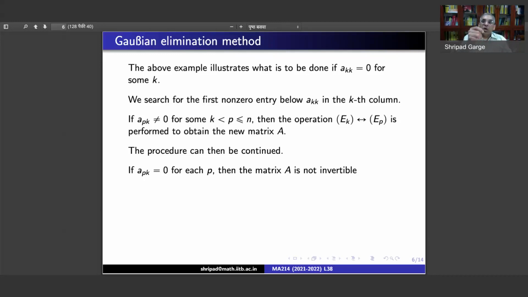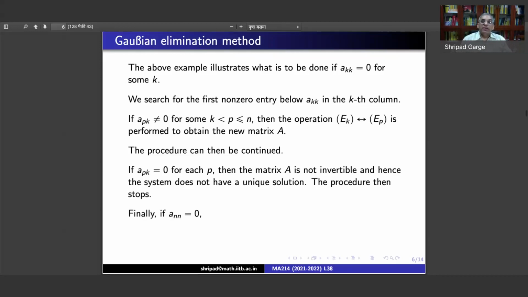If your kth column also happens to be 0, then you eventually have that the determinant of the matrix is 0, and therefore the matrix is not invertible. Then of course the system is not expected to have a unique solution. In fact, it doesn't have a unique solution, and so the procedure will then stop.